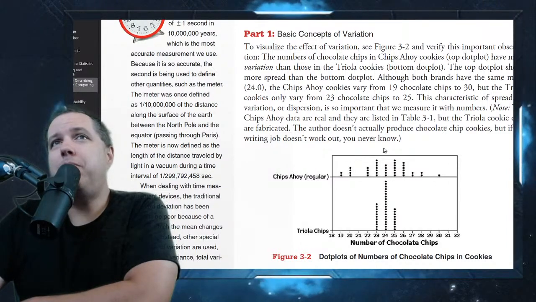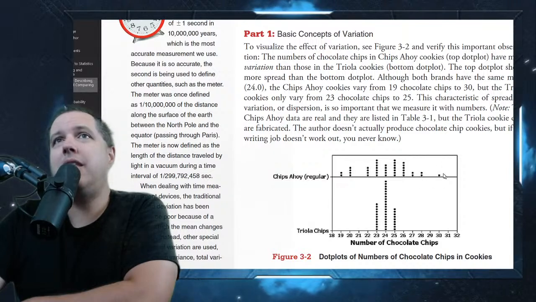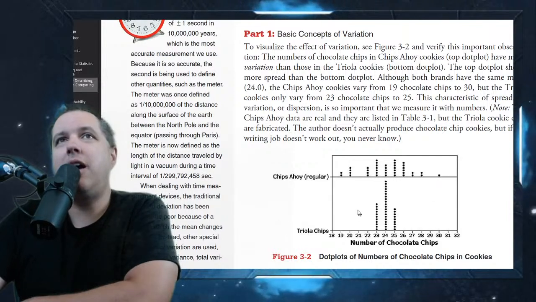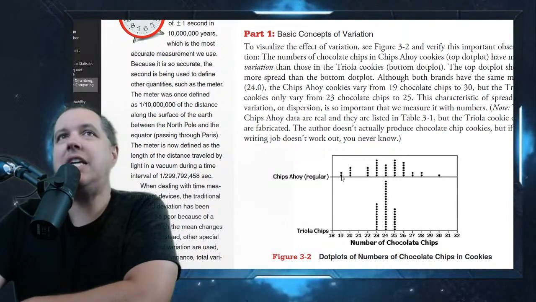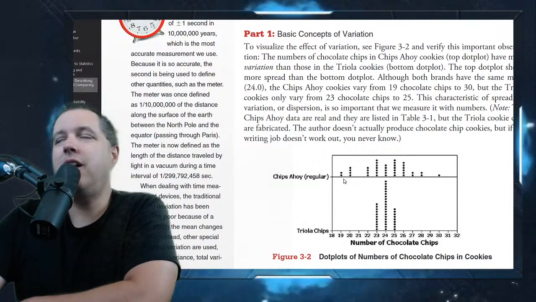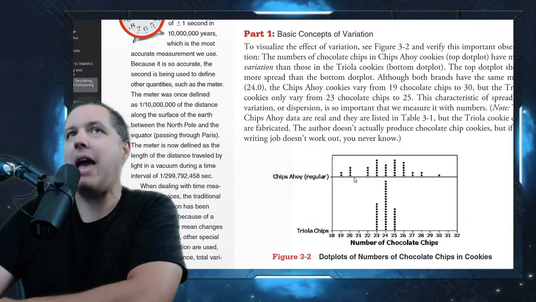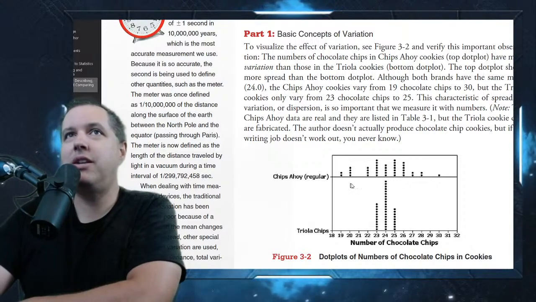But depending on the type of person you are, you might not want to eat these Chips Ahoy. You might go, man, that's really great when I get one of these cookies that has like 30 chocolate chips in it. But then you're really bummed out when you get one that has 18 in it, right? Maybe 10% of this bag, I hardly got any chips in it at all.